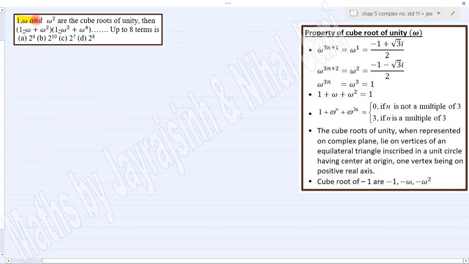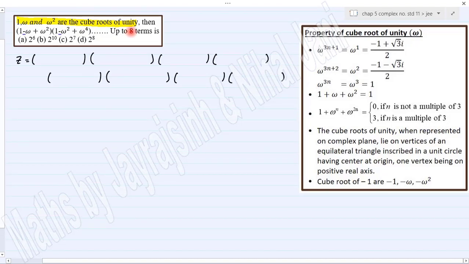Here, 1, omega and omega square are cube roots of unity. Then we have to find 1 minus omega plus omega square, 1 minus omega square plus omega raised to 4, up to 8 terms. So we have to obtain 8 terms. Its first term will always be 1. So let's say 1, 1.